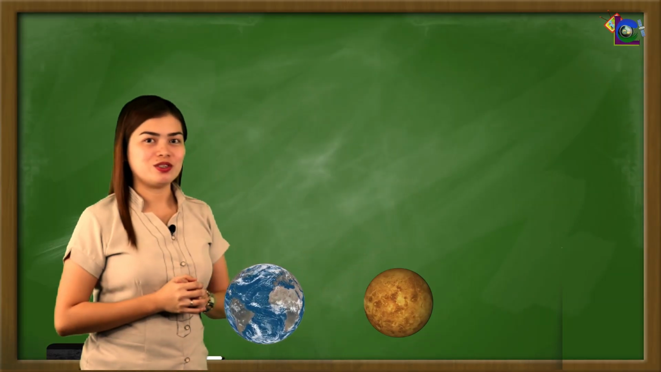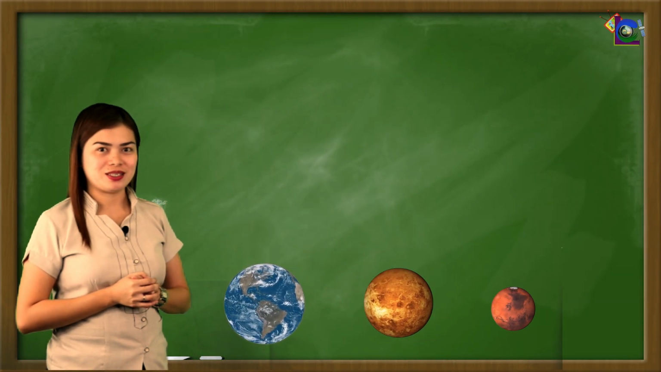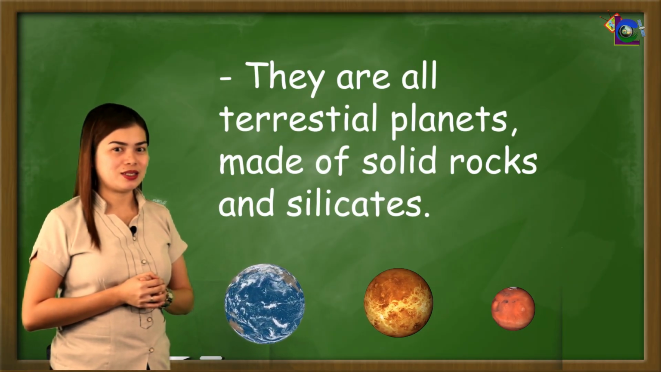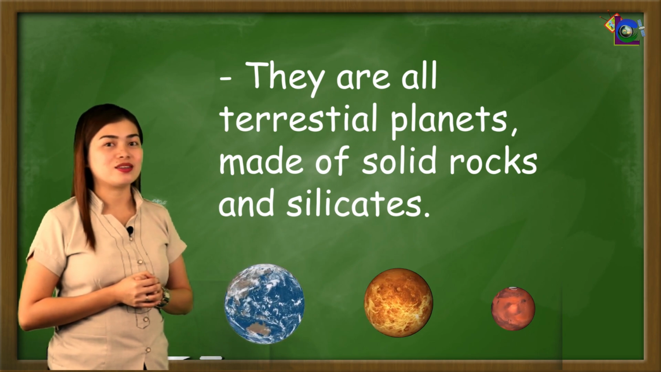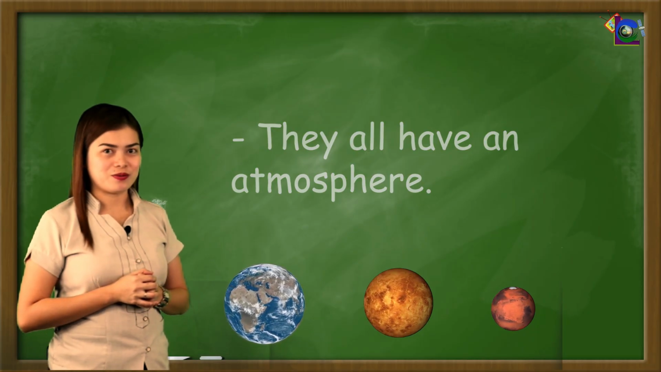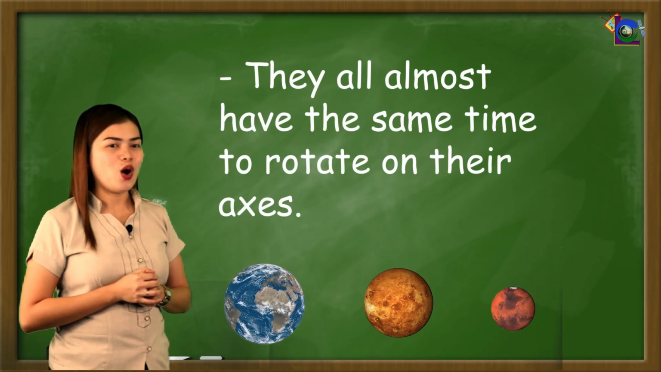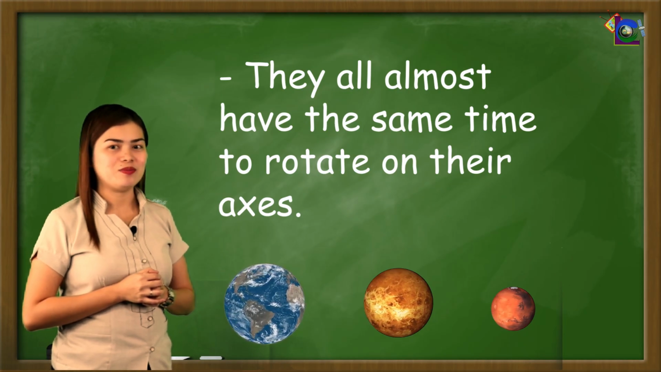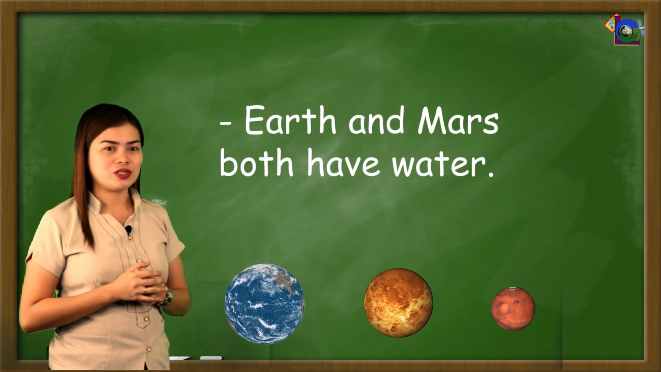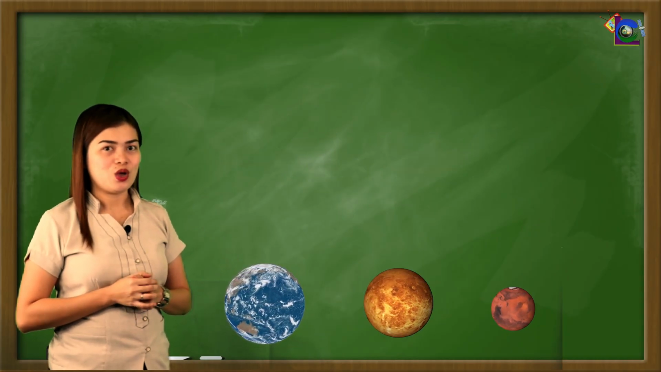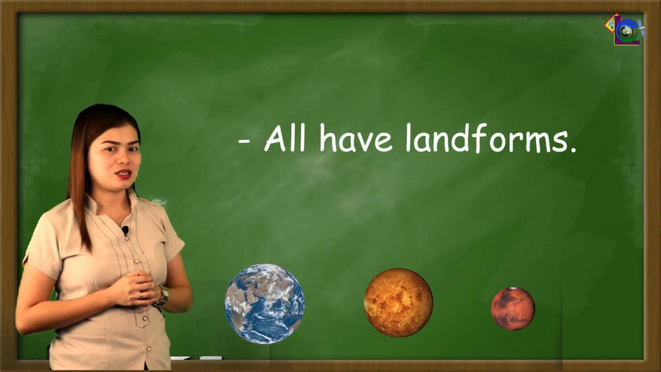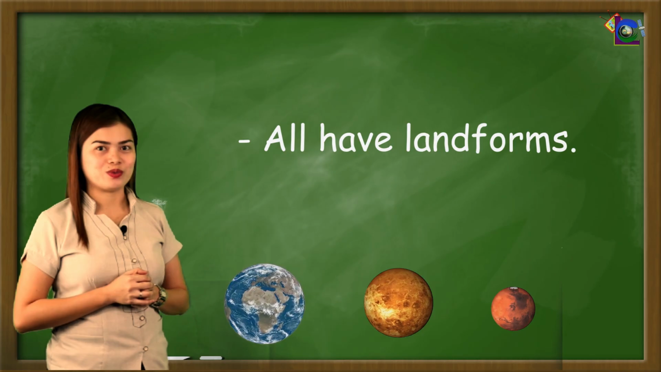Earth, Venus, and Mars may have similarities. First, they all are terrestrial planets, made of solid rocks and silicates. Second, they all have an atmosphere. Third, they all have almost the same time to rotate on their axis. Fourth, Earth and Mars both have water. Fifth, they all have carbon dioxide. And sixth, all have landforms.